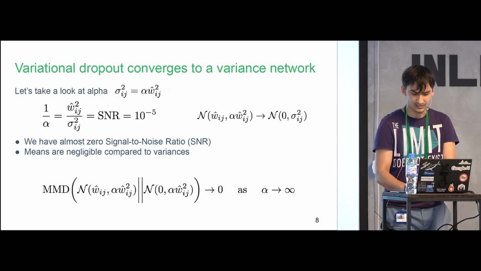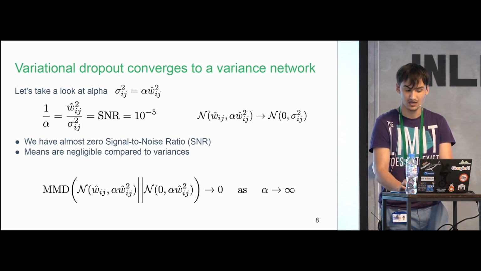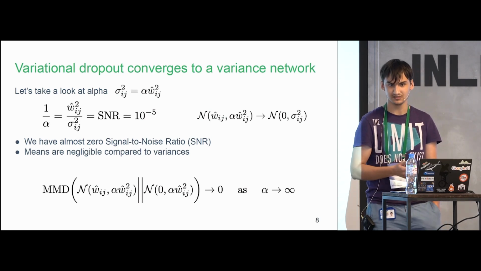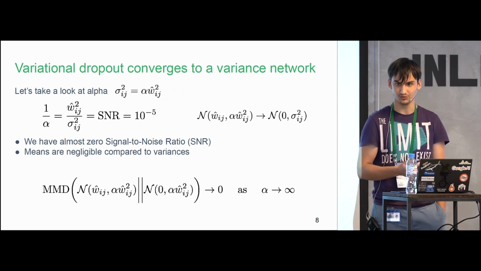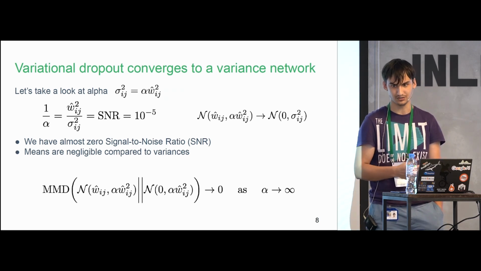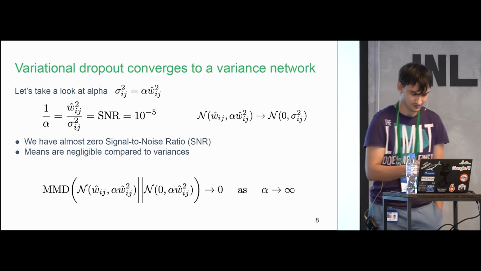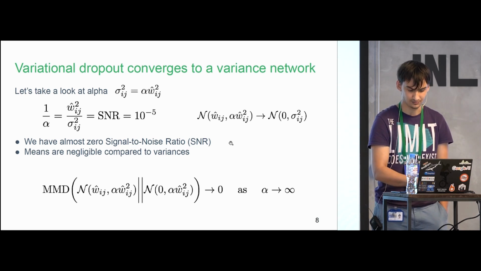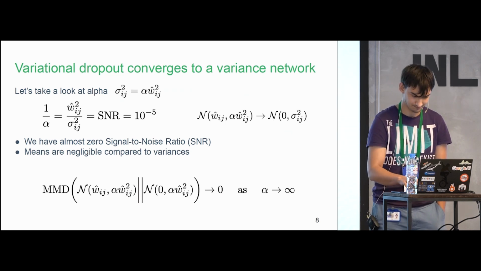And you can actually show that as alpha goes to infinity, the maximum mean discrepancy between these two distributions goes to 0. And that means, basically, what maximum mean discrepancy means is that no function, no discriminator, can distinguish between those two distributions. So if you plug these distributions inside your neural network, the output would be exactly the same. And this is what happens here. We can substitute this learned approximate posterior with this zero mean posterior, and the predictions would not change.